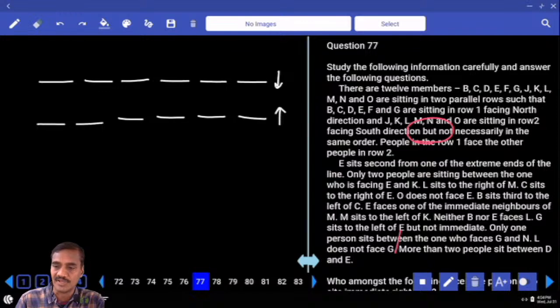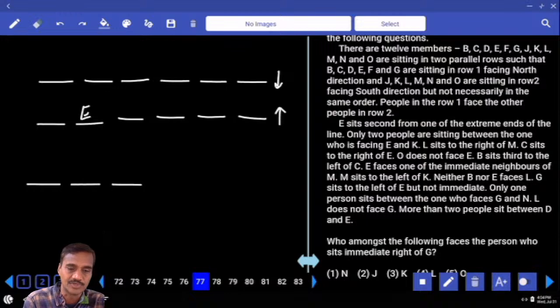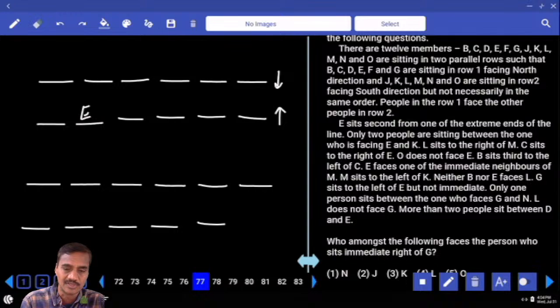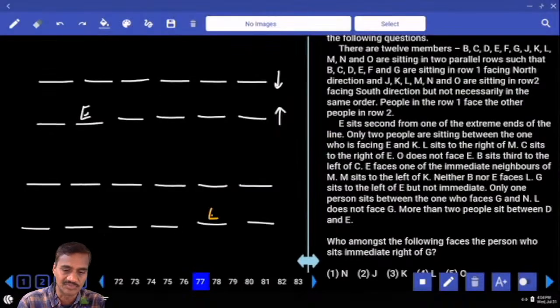Okay? And next one. E sits second from one of the extreme ends of the line. E can be second from the left extreme, or second from the right extreme. So how many possibilities do we have for this? 2 possibilities. And only 2 people are between the one who is facing E and K. The one who is facing E and K, there are 2 people. And there are only 2 people between E and K.